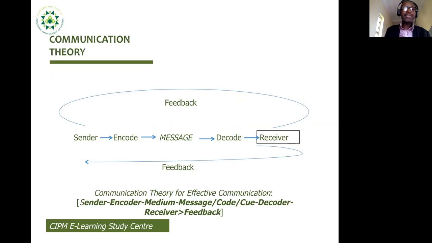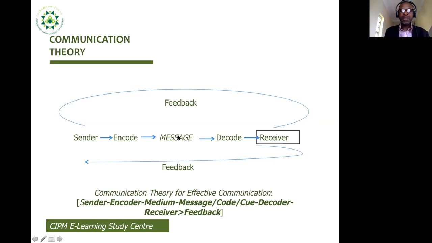Don't forget that. This is in communication theory. This is the diagram we usually use. We said communication is from a sender. The sender will pass a message, and we encode the message. And from the receiver's end, the receiver will decode the message. So messages are in cue forms, in code forms. So if this message cannot be decoded by the receiver, you cannot have the intended feedback. The intended feedback will be difficult if your receiver cannot decode the message.